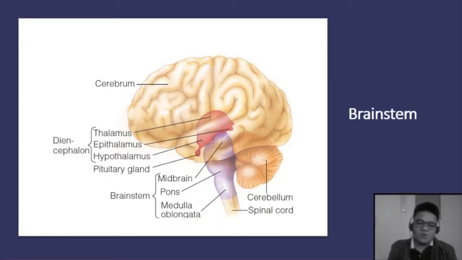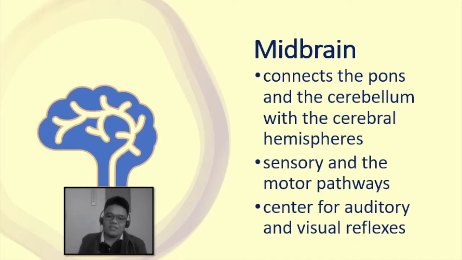Next, class, you have your brainstem. The brainstem is composed of your midbrain, your pons, and your medulla oblongata. So let's talk about their function. Class, your midbrain would be the one to connect the pons and the cerebellum with the cerebral hemispheres. So that's the purpose of your midbrain. It acts as sensory and motor pathways.